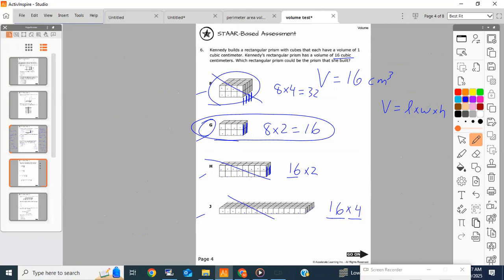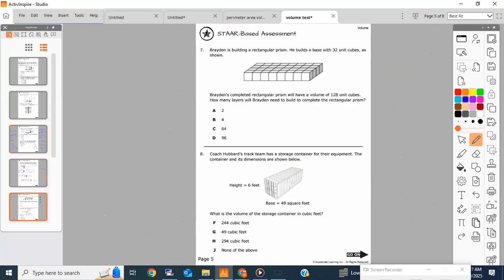The real issue here is making sure that we are reading and understanding that question. Which rectangular prism could be the prism that she built? And it would have had 16 cubic centimeters. All right, let's take a look at another one. Number 7.